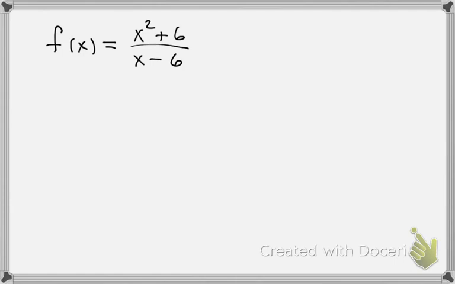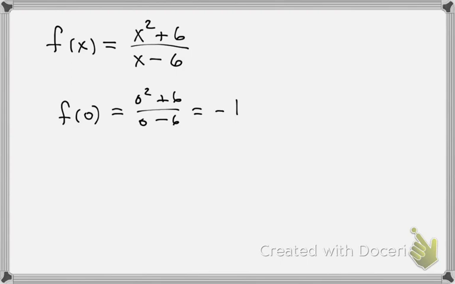Polynomial divided by polynomial. If I just look at the numerator, it's a polynomial of what degree? Second degree, or degree 2. If I look at the denominator, it's a polynomial of degree 1, or first degree polynomial. You guys agree? That's going to be important later. Okay, so what if I asked you to find f of 0? What do you do? Plug in 0 squared plus 6 over 0 minus 6. 6 over negative 6 is negative 1.